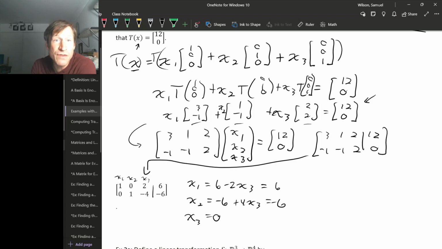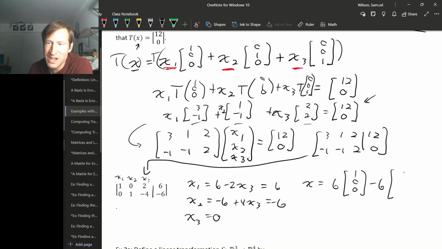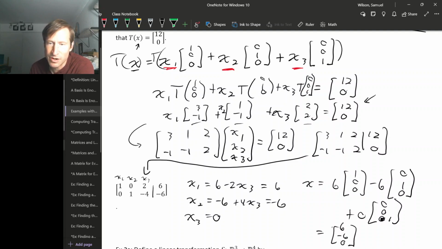So now we found values for x1, x2, and x3. So now we can write x. x is x1, which is 6, times our first basis vector, (1, 0, 0), minus 6 times our second basis vector, (0, 1, 0), and then plus 0 times our third basis vector, (0, 0, 1). So this gives us (6, -6, 0) as our vector x.